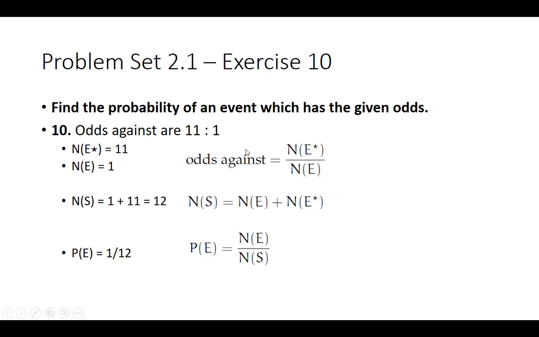In number 10, again, we're given odds against, NE star over NE. The odds against are 11-1, so NE star must be 11, NE must be 1. If we add these together, 1 plus 11 gives us 12, so NS is 12. Finally, the probability is NE over NS. That would be 1 over 12, 1/12.